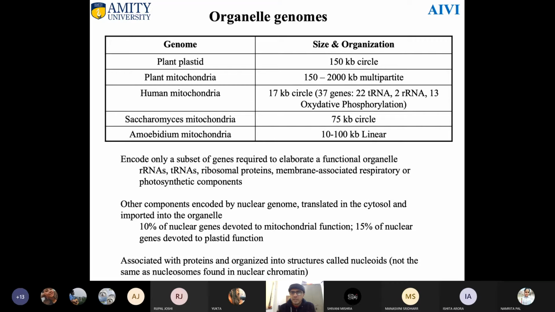Only a very small number of genes are there: 37 genes, 22 tRNA, 2 rRNA, and 13 for oxidative phosphorylation. Yeast mitochondria is going to be 75 kilobase pair long, so it is bigger than the human one. And amoeba, a parasitic one, its mitochondria is again 10 to 100 kilobase pair. So how in the evolutionary history, in individual organisms, they establish themselves leads to how much genome size they require, that makes the mitochondria of its size. Okay, so that's it about your module 1.